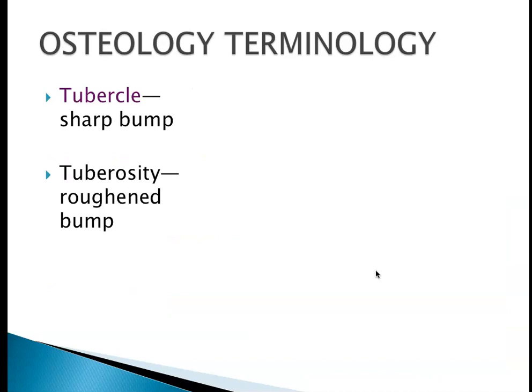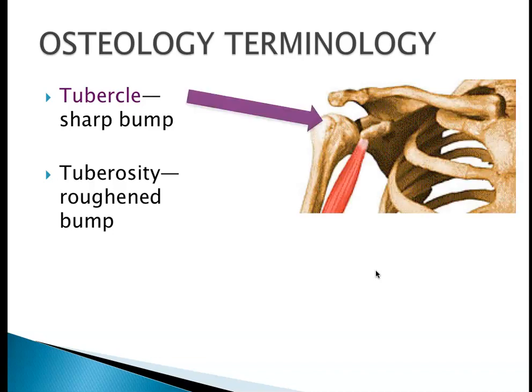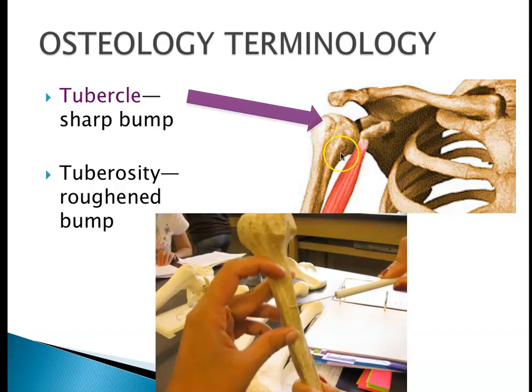Now let's look at the terms tubercle and tuberosity. They both mean bump, but they describe different types of bumps. Our tubercle is like a sharp bump. You see this bump is the greater tubercle, and here we would have our lesser tubercle. And then for tuberosity, I tried to find a great picture of this, but it was really difficult to see the quality and the detail in what a tuberosity looks like. It's more of a roughened type of bump.